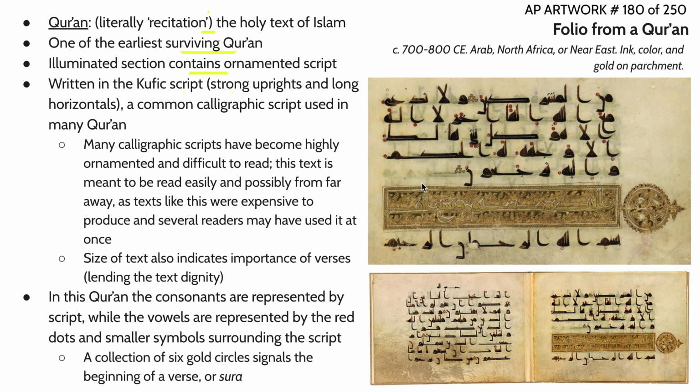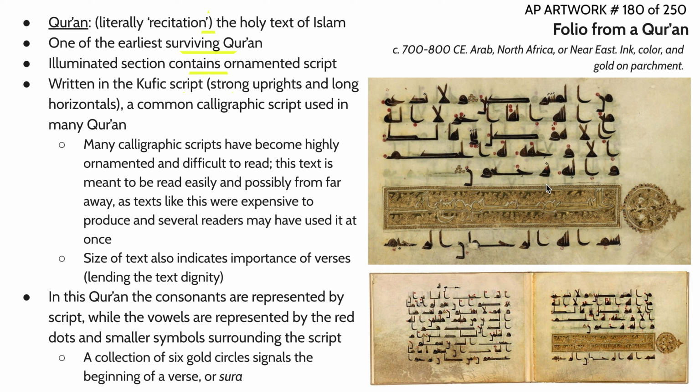The beginnings of verses are also indicated by these 6 circles that are arranged in a pyramid shape. You'll recall that Arabic is read from right to left, so you would start on this side and then go here. So this is the start of a new verse. It goes here, and then across this way, across this way, across this way, and then ends here.